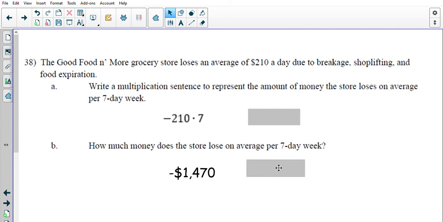So quite a bit of money, but it's also not surprising. A lot of grocery stores do lose money due to these unfortunate circumstances. I know there's been a couple of times I've dropped something and broken it. That's my own fault as well. Or one of my kids will do that if they come with me.